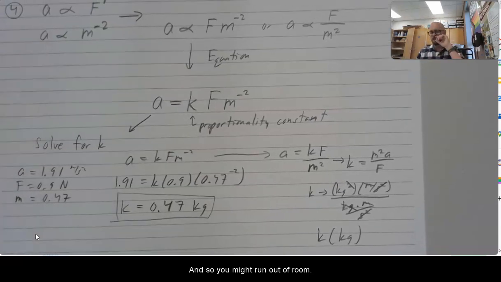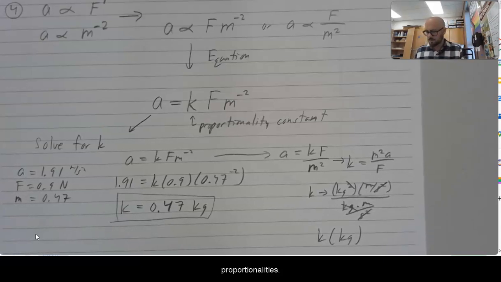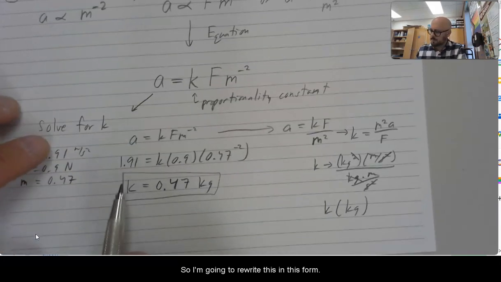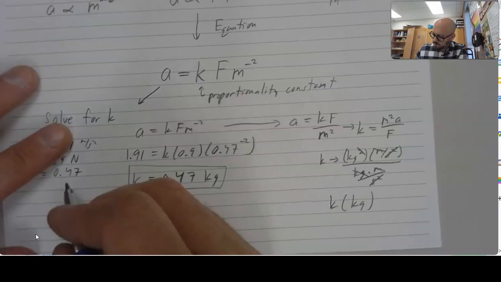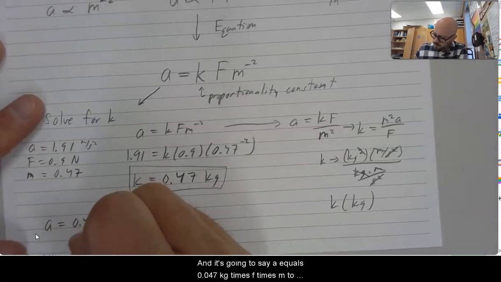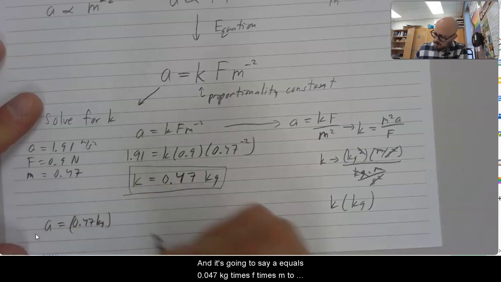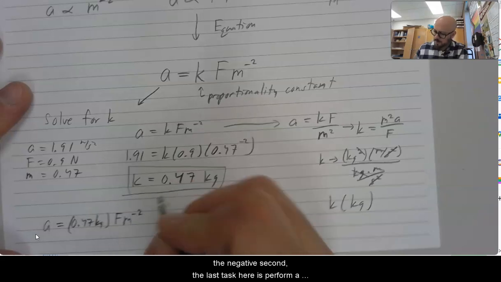Now, I ran out of room, and you might run out of room too. Just go onto another piece of paper. But that is the equation, starting with the proportionalities. So I'm going to rewrite this in this form, and it's going to say A equals 0.47 kilograms times F times m to the negative second.